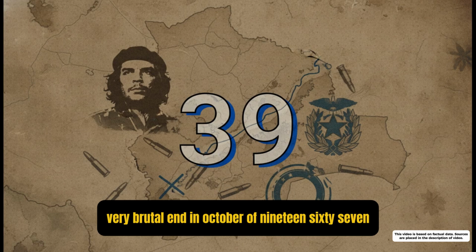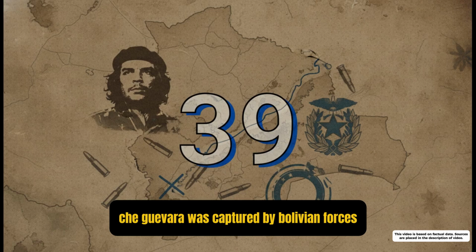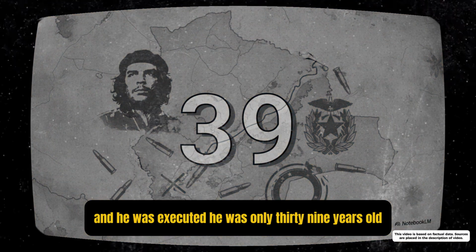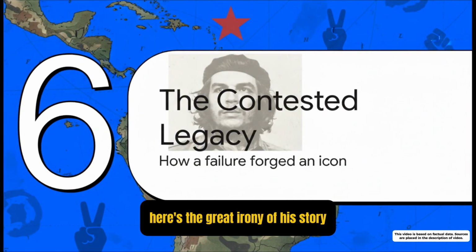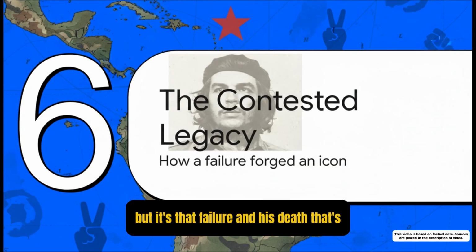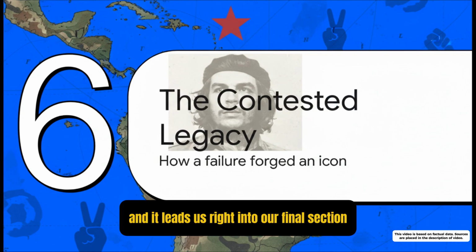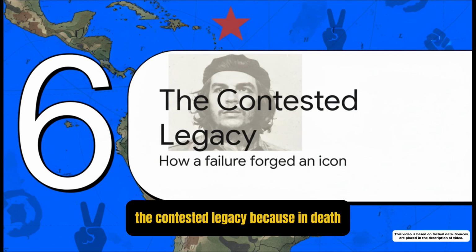In October of 1967, Che Guevara was captured by Bolivian forces, and he was executed. He was only 39 years old. And here's the great irony of his story. His last mission was a total failure. But it's that failure and his death that cemented his status as a global icon. It's a huge paradox, and it leads us right into our final section, the contested legacy.